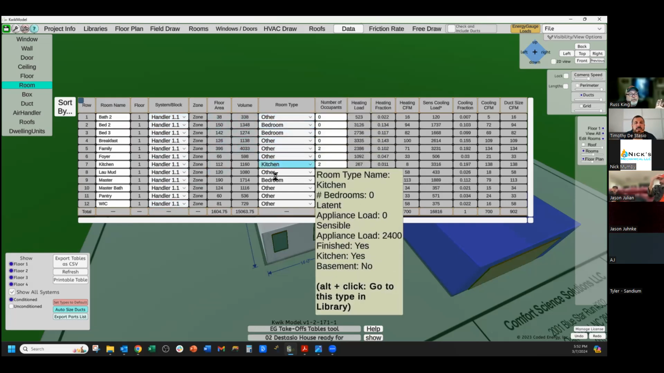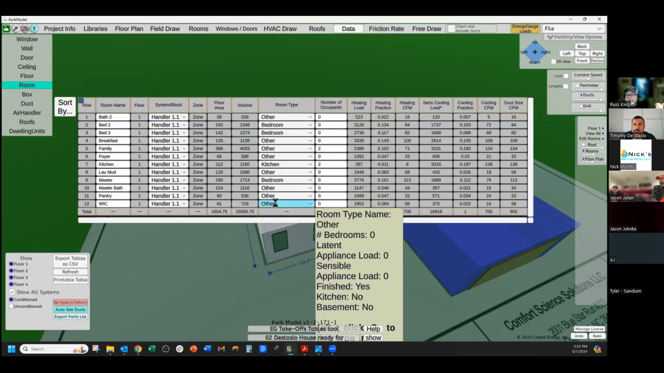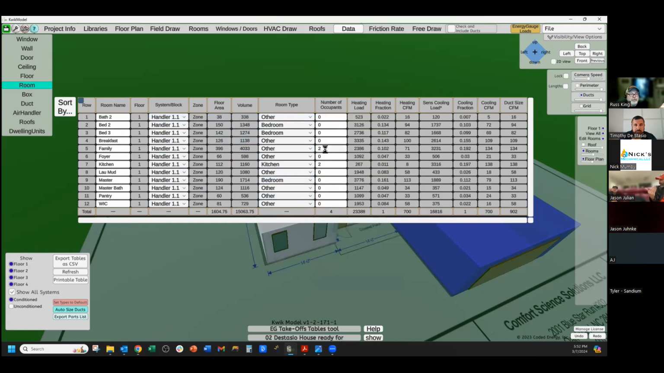I had to go in and say what kind of windows. Manual J only cares about 3 types of rooms: bedrooms, kitchen, and other. That's it. Here's where I put all the people. Here's the total heating load. Here's the sensible cooling load. It's distributed by room. So it's got each room's load.